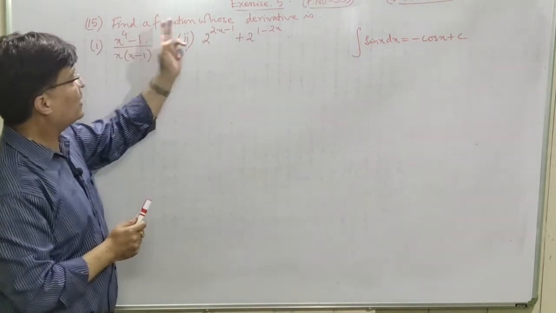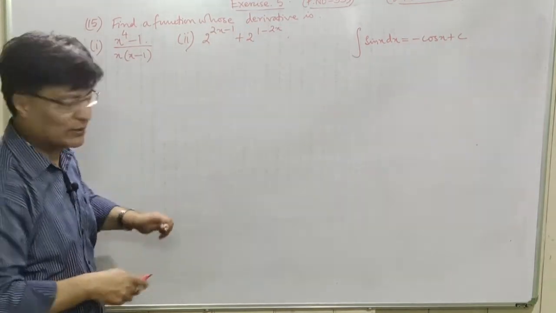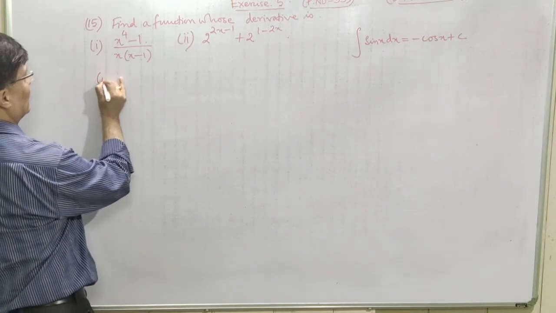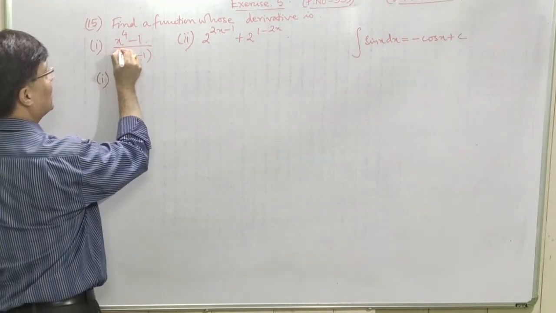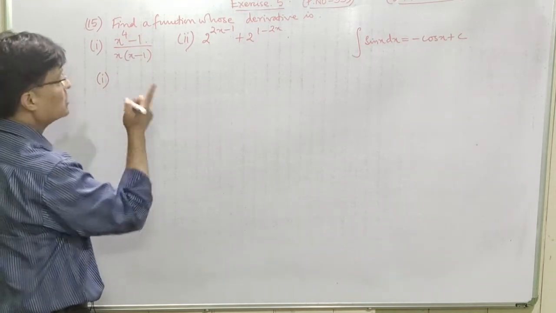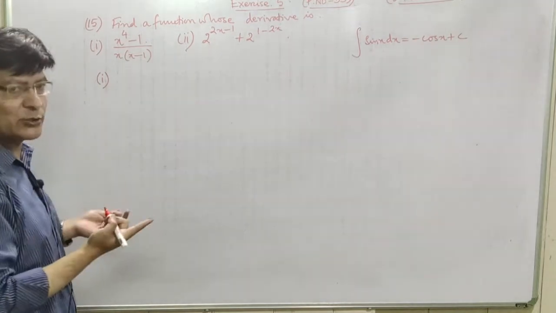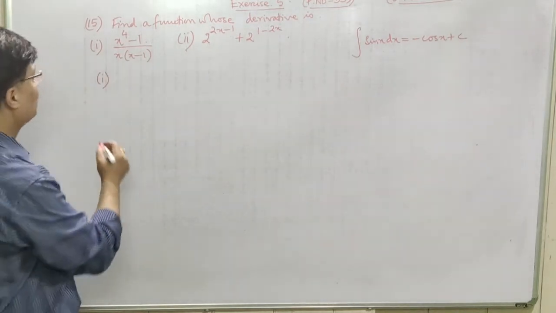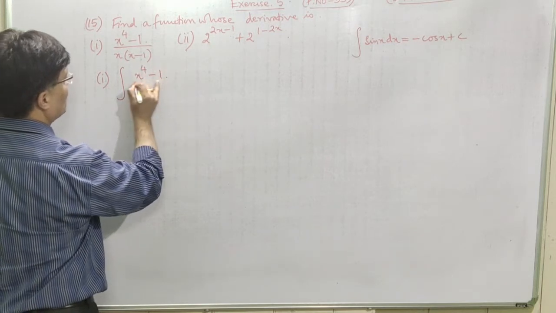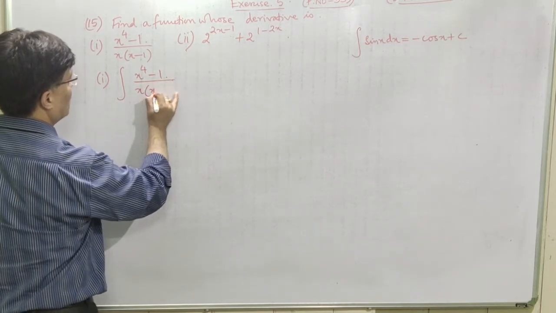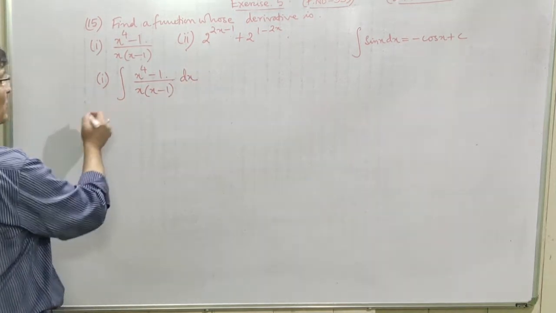Similarly, find a function whose derivative is this one. That means you have to integrate it. Okay? So let us integrate number 1. You will get a function whose derivative is this one. If you integrate this function with respect to x, you will find out a function whose derivative is this one. Actually, you have to integrate it. So number 1 is integration of (x to the power 4 minus 1) divided by x into (x minus 1) dx, right? That means you have to integrate it.